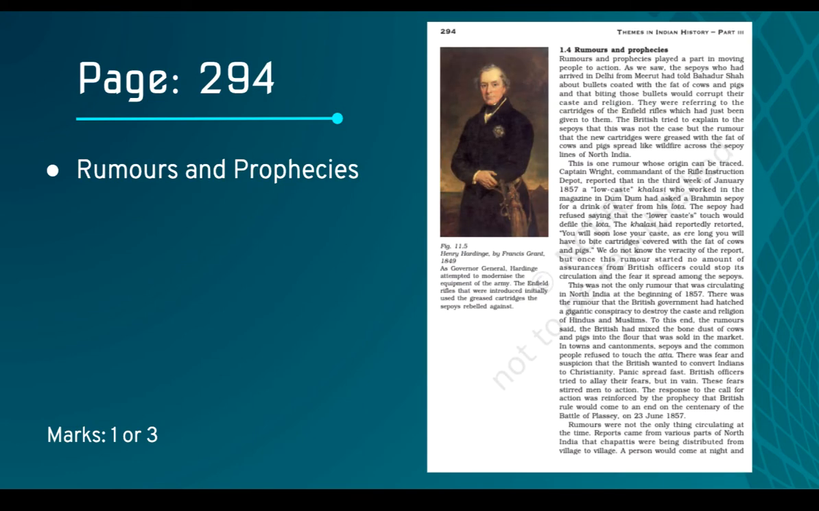Page 294 is about rumors and prophecies. What were some of these rumors and prophecies? For example, the greased cartridges rumor and the prophecy that the dynasty changes every 100 years. So the Battle of Plassey had taken place in 1757, so it was time now for a next change in the political rulership. So these again could be for 1 or 3 marks.